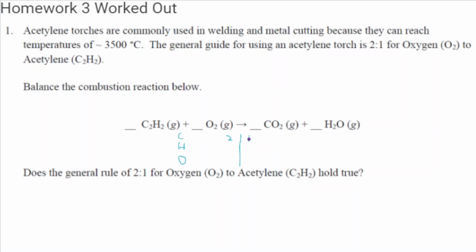So to make these balanced, I'm going to add a 2 coefficient in front of the CO2, and that will change our product side to having 2 carbons. So now our carbons are currently balanced. Now we're going to look at the hydrogens. For the hydrogens, we have 2 hydrogens on the reactant side, and we have 2 hydrogens on the product side. So both of those are 2, and currently they are balanced.